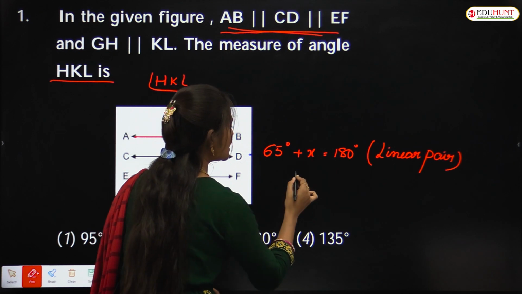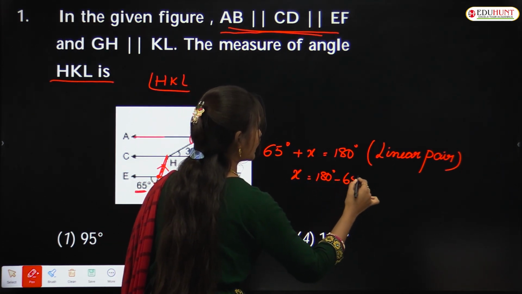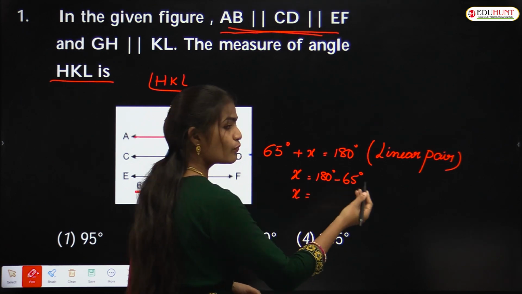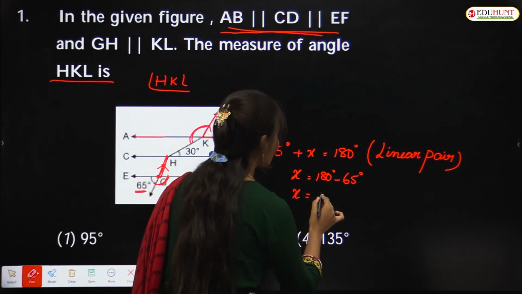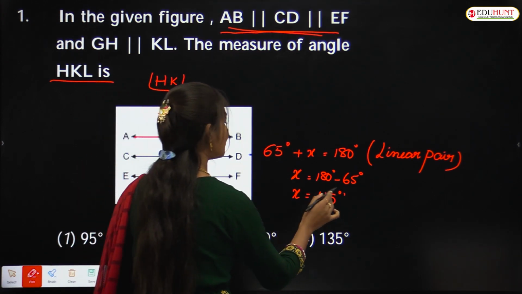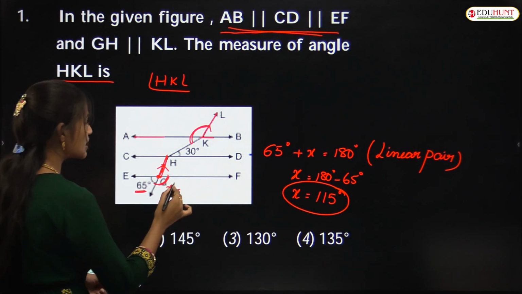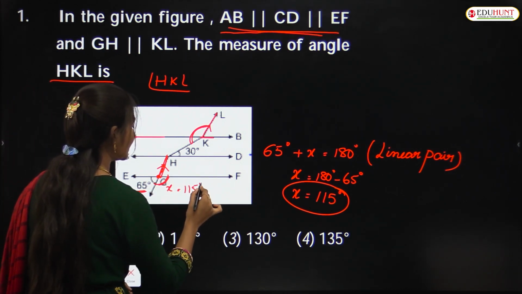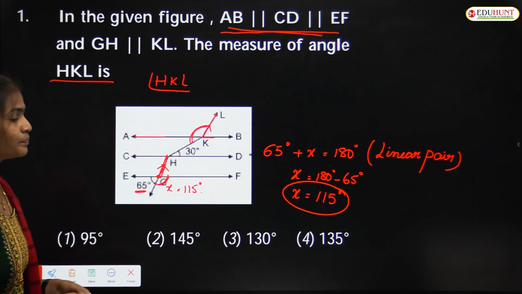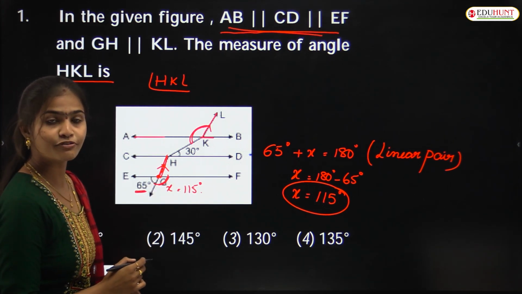So from this, X is equal to 180 degrees minus 65 degrees, which is 115 degrees. So what is the value of X? We took this angle as X, so X is equal to 115 degrees. It is clear? Here this is 65 degrees and this is 115 degrees.